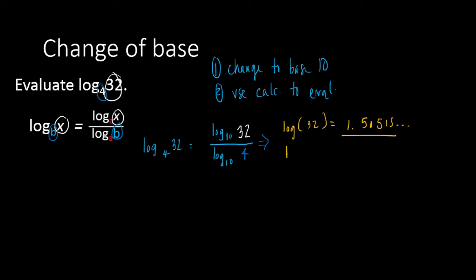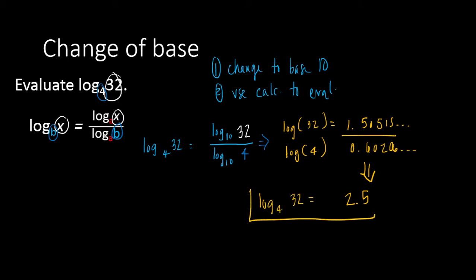Log 4 is equal to 0.60206, etc. So now I take those two numbers, I take the quotient, and I get 2.5. So log base 4 of 32 is equal to 2.5.